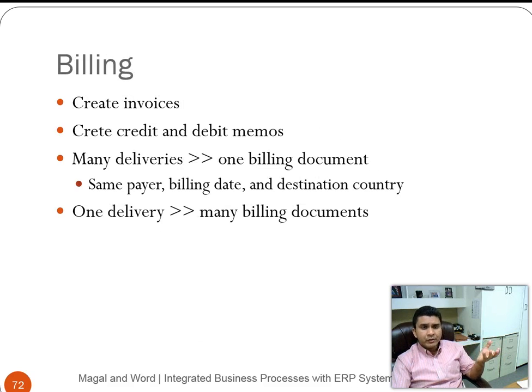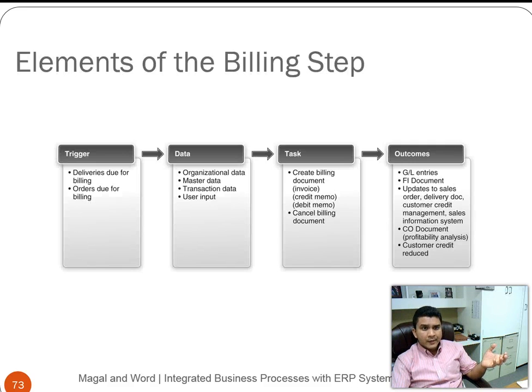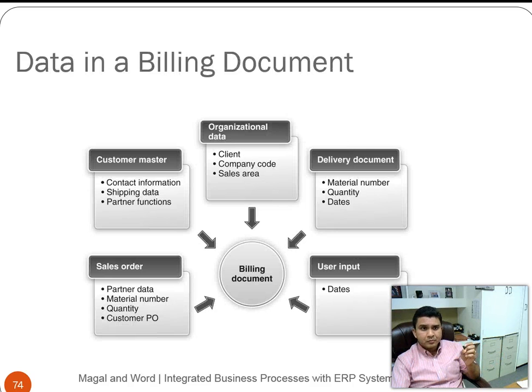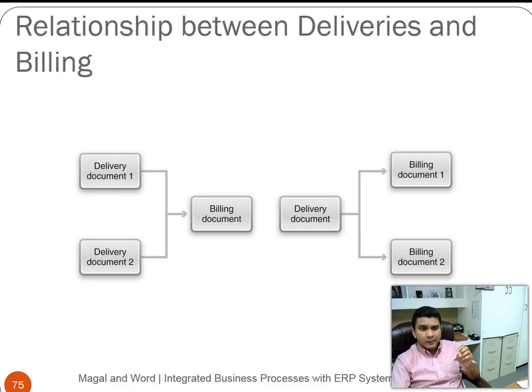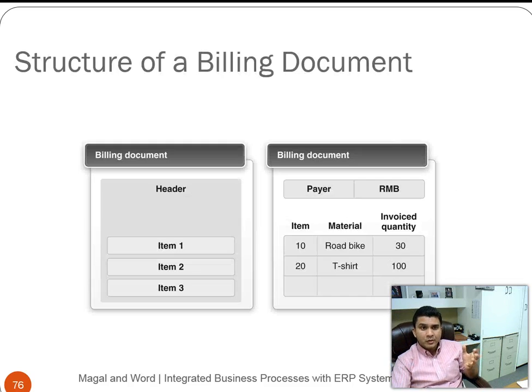Billing process: you create an invoice, you make deliveries to your customer. There are elements of the billing step, the data associated with the billing document, and again, these are different scenarios where one billing document could be associated with 2 deliveries, or a single delivery document could be associated with 2 billing documents.